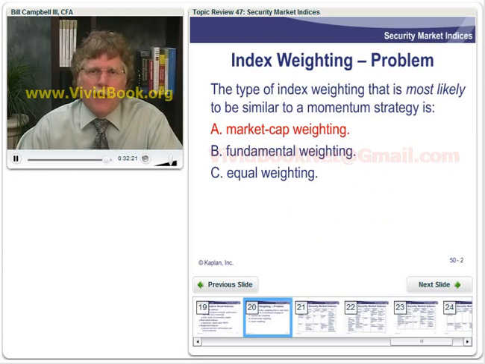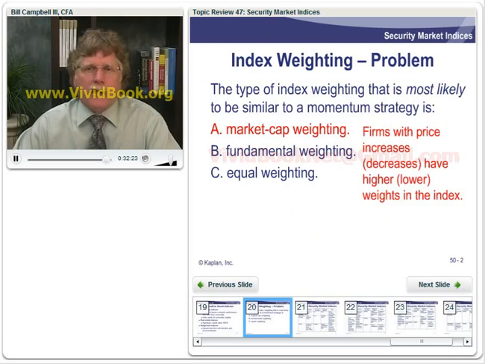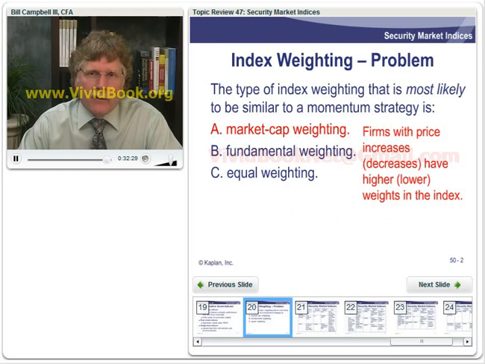Market cap weighting. Why? Because as the price of the stock increases, if you have momentum, so the price keeps going up, the increase in the price is going to result in an increase in the market cap, and that's going to result in an increased weight in the index.